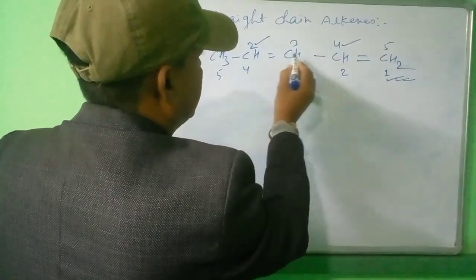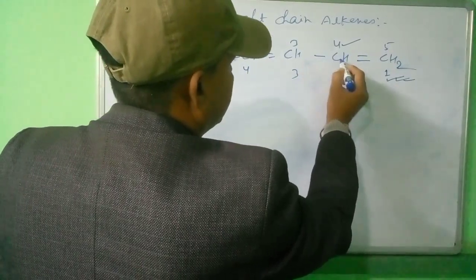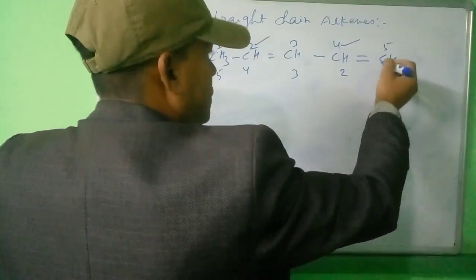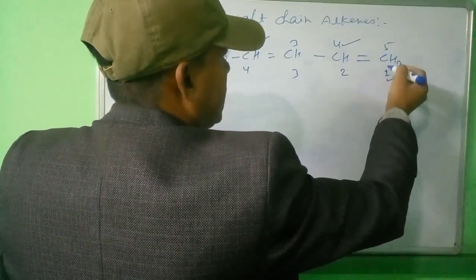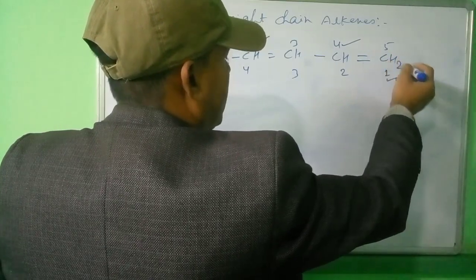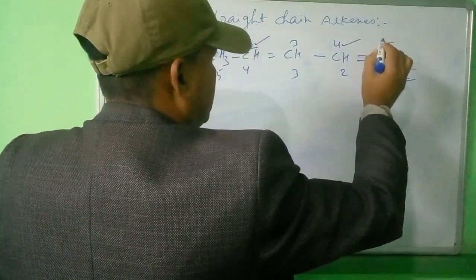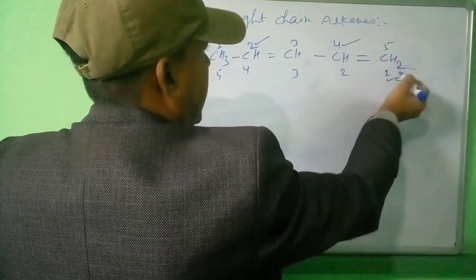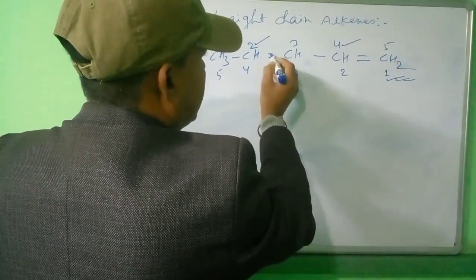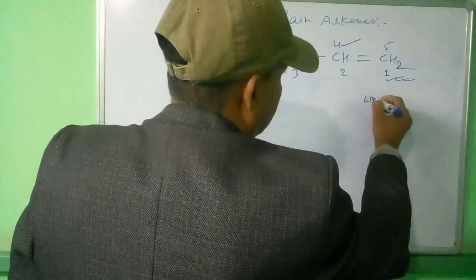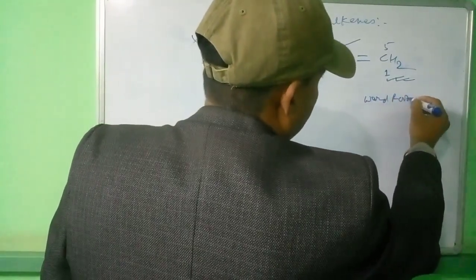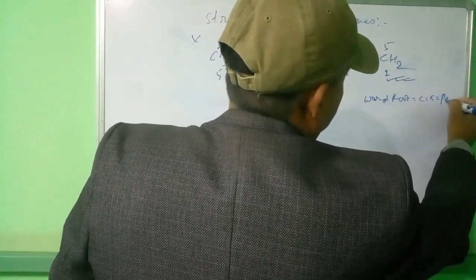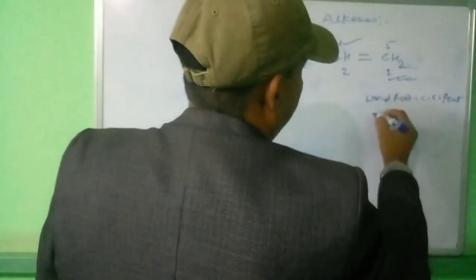CH3, CH double bond, CH single bond, and CH double bond, CH2. So always try to give the lowest possible number to the first double bonded carbon. Where does the double bond start? At first. So here, right to left, left to right, at the second carbon the double bond starts. Now the word root. C is equal to how much? 5. So pent is the word root. Okay. And then the primary suffix.